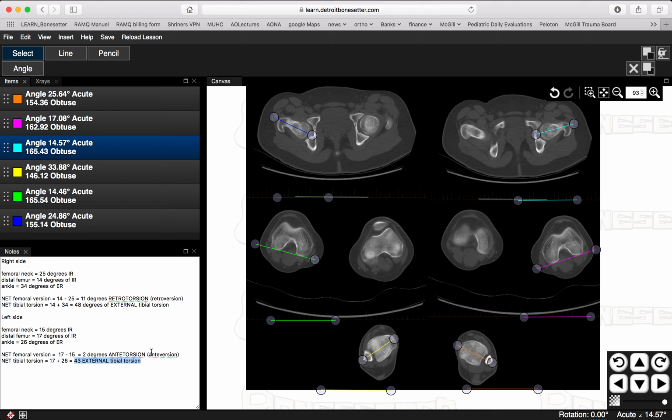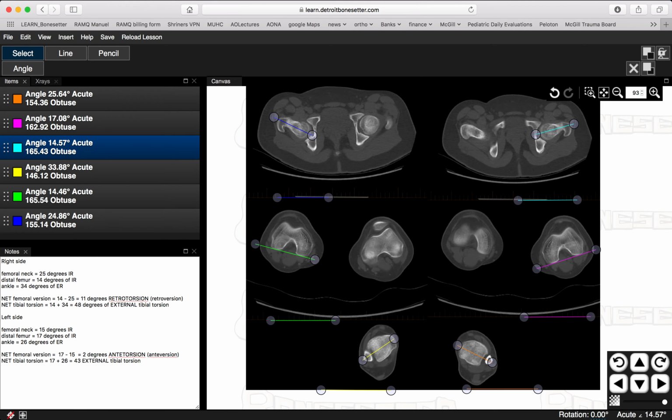Of note, the patient has significant disability with his right lower extremity. And I thought it was coming from his femur rotational deformity. So this patient has 11 degrees of retrotorsion on the right, 2 degrees of antitorsion on the left.